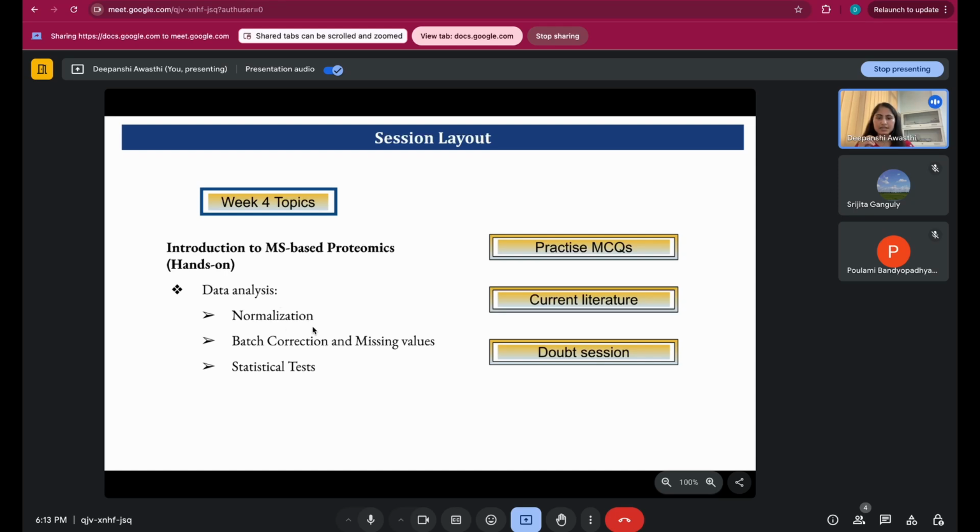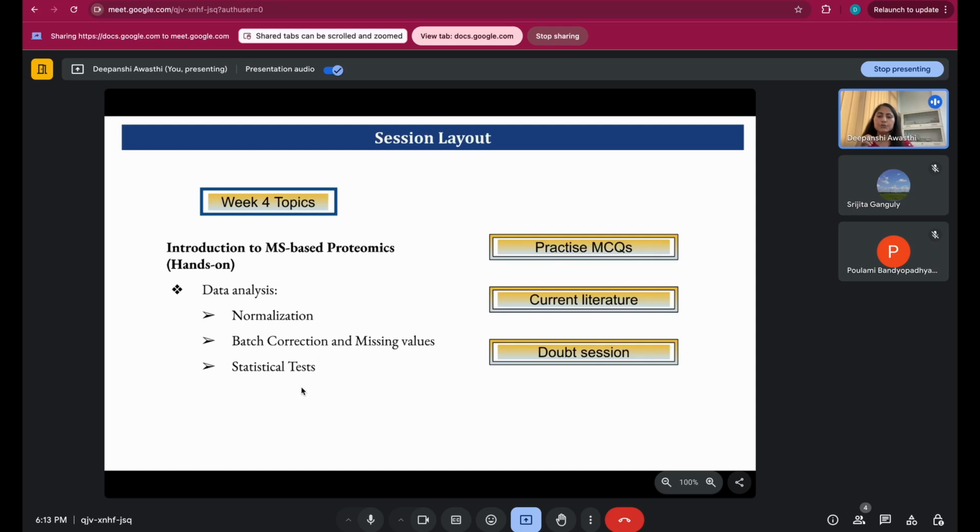In normalization techniques you have seen batch correction: if different batches are collected at different times, you have to make sure whether it is a batch effect or the components or proteins which are present are showing the differential effect. So that thing we have to go through. Then missing values: whenever you take readings there could be some missing values and there could be multiple factors for that, so you also have to deal with these missing values.